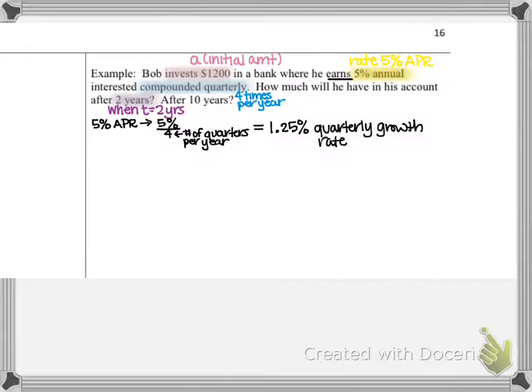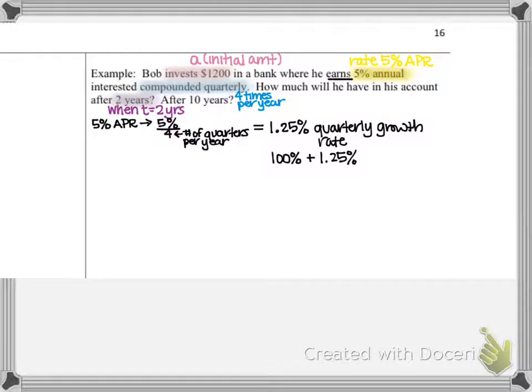Okay, this is what I am going to use as my multiplier. All right, so now let's take this guy. Now you guys know, we talked about this in class, whenever you make an investment, you start it with 100% of the value you're putting in. So we're starting with 100%. It does say that the money is going to be growing, so we're going to increase by this 1.25%.